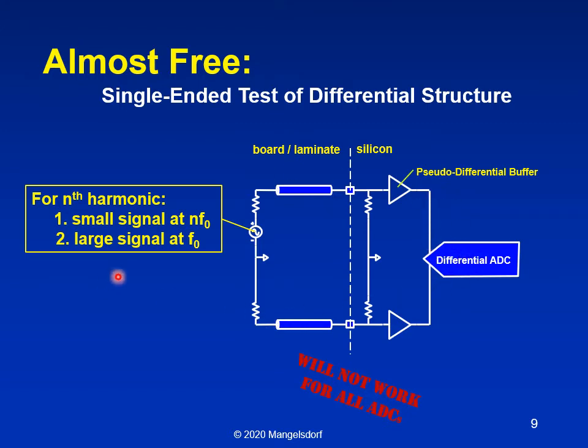So those two tests together enable you to figure out how each side responds to the input harmonics. And in the case of even harmonics, they should cancel out. So if they're not being canceled out, that probably means there's a mismatch between the two sides somehow.